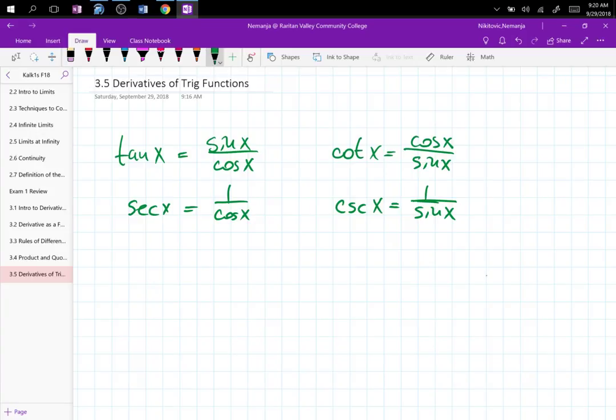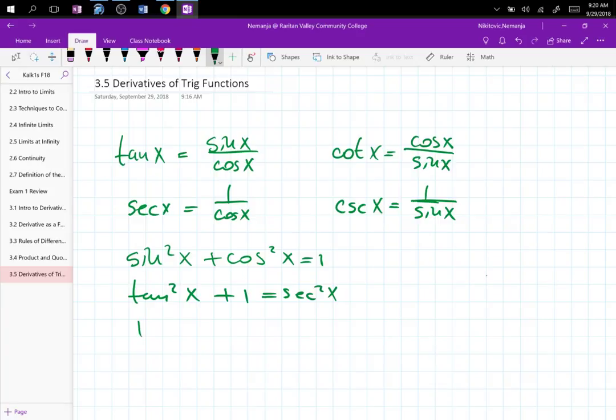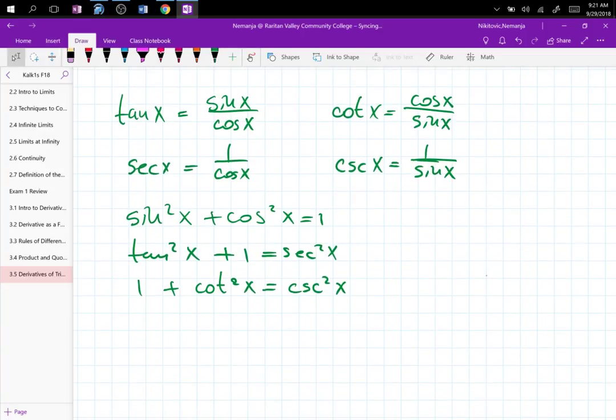Now we have the 3 Pythagorean identities, and those are sine squared x plus cosine squared x equals 1. If you divide everywhere by cosine squared, you will get tangent squared x plus 1 equals secant squared x, or 1 plus cotangent squared x is equal to cosecant squared x. So these are the identities that are pretty much necessary in Calculus 1.